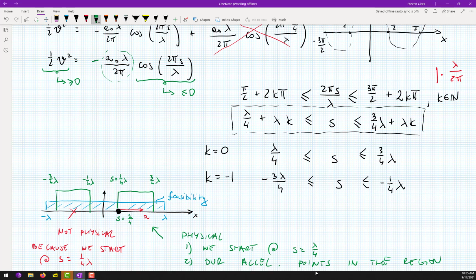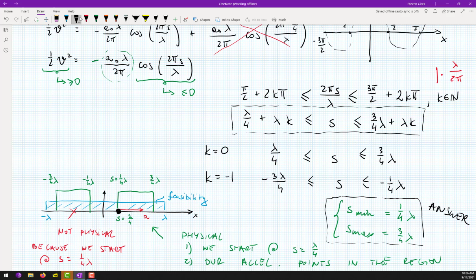Okay, so what's the answer? What is S min and what is S max? I need somebody to say it, please. Perfect. These are the bounds: lambda over 4 and 3/4 of lambda. This is our answer. Thank you so much, guys. Take your time to write down your notes.